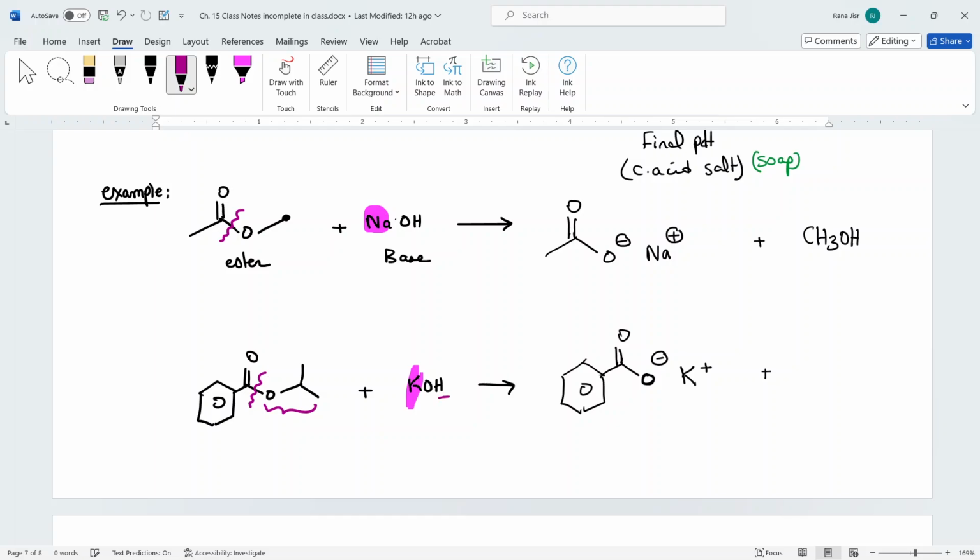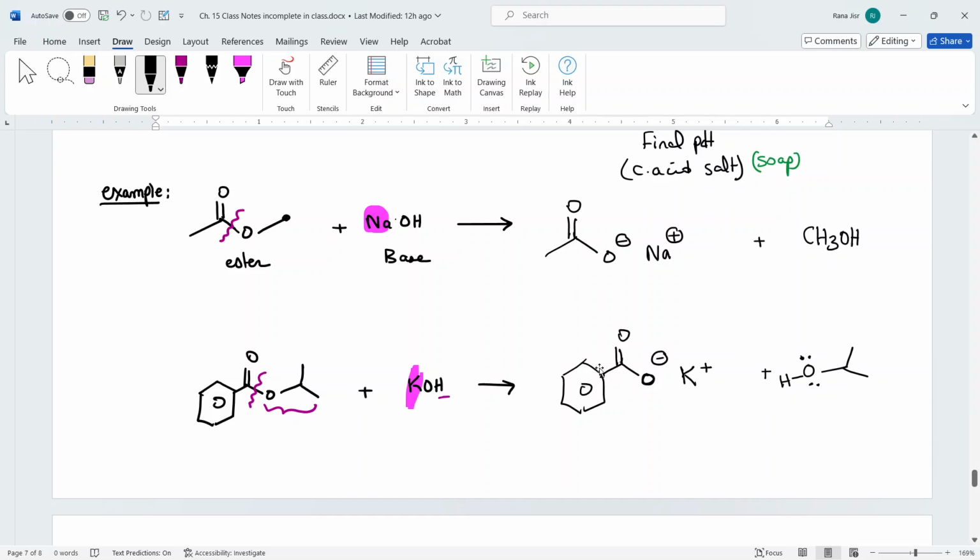You're just going to bond it with the hydrogen of the base. And that is going to be an O. Here you go. And then a hydrogen in there. You don't have to write the lone pairs, but normally I like to write them. But you don't have to show those lone pairs in there. And that is going to be my alcohol byproduct.